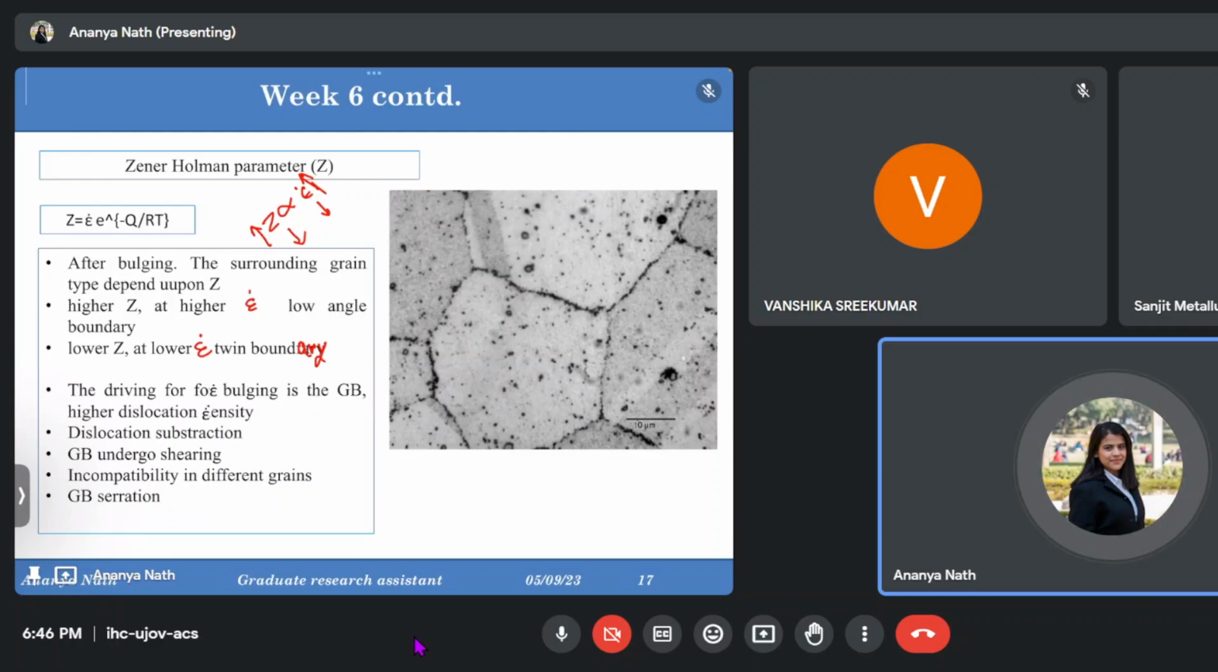So remember, DDRX is happening just like the static recrystallization. The only difference is that in static, the recrystallization takes place at higher or elevated temperature. For DDRX, it's taking place at the time of deformation only. So for this case, the driving force.